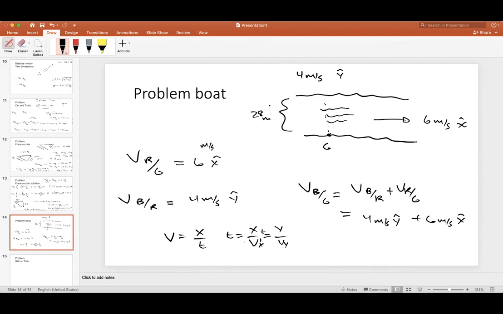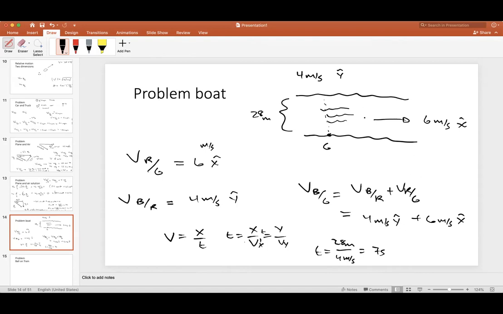Here we're going to call this y and this is y. So we get that the time is 28 meters divided by 4 meters per second, which is obviously 7 seconds. So it's going to take you 7 seconds to get all the way across the river.